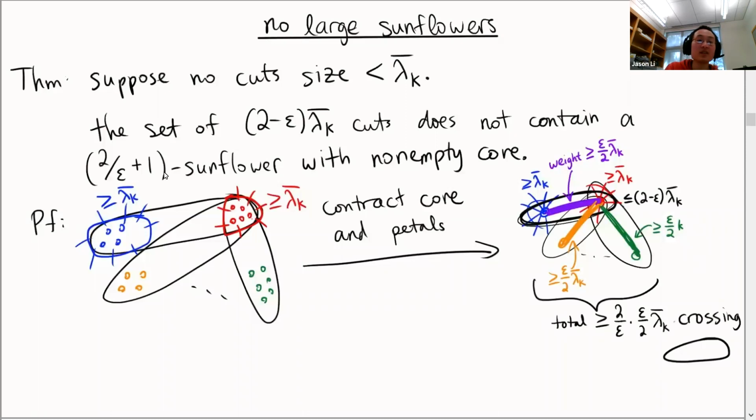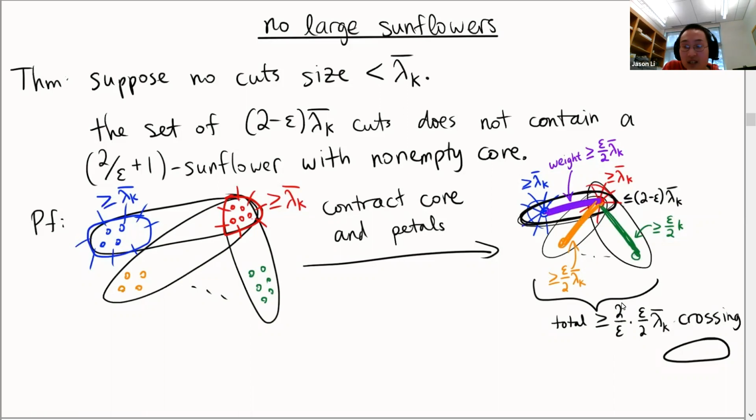Now we've assumed that this is a 2 over epsilon plus 1 sunflower. So let's consider all the sets except for the bold one. There are 2 over epsilon such sets. Each set has at least epsilon over 2 lambda k bar edges from the core to this petal. Now all of these edges cross the bolded set, so they're cut by the bolded set. And they're all disjoint because all the petals are disjoint. So in total we have at least lambda k bar.